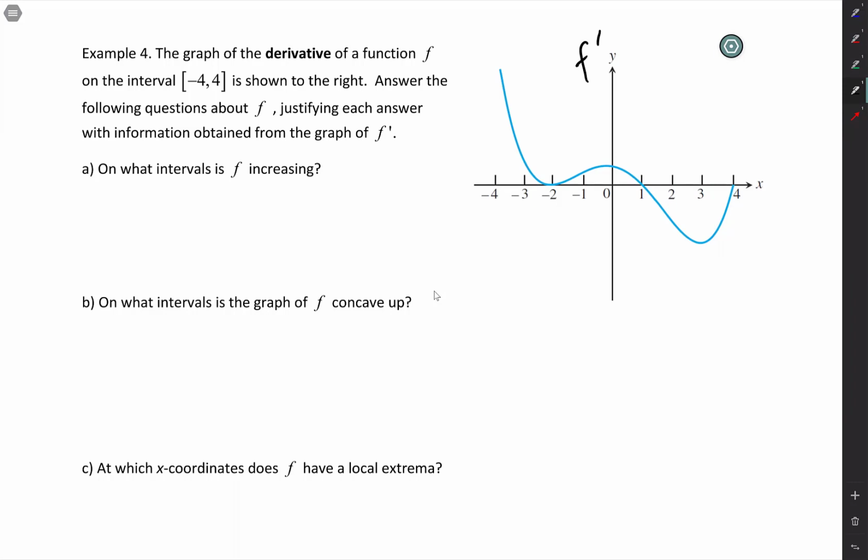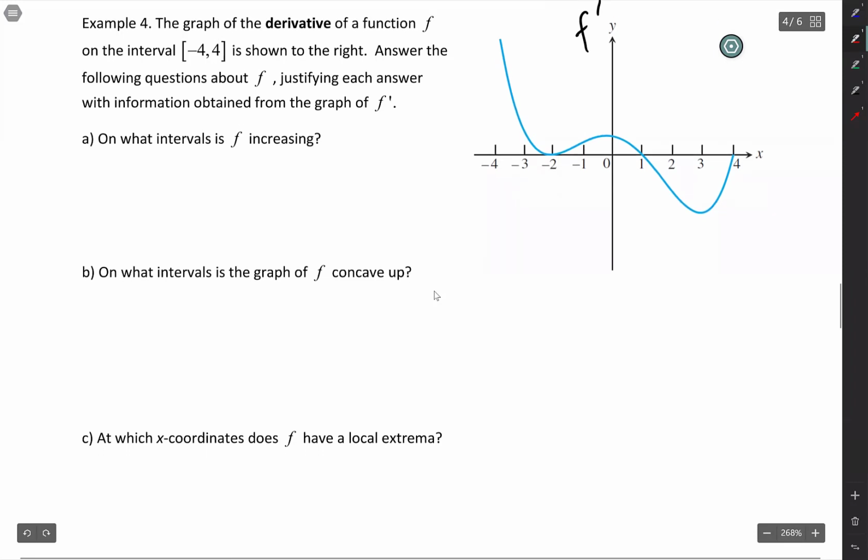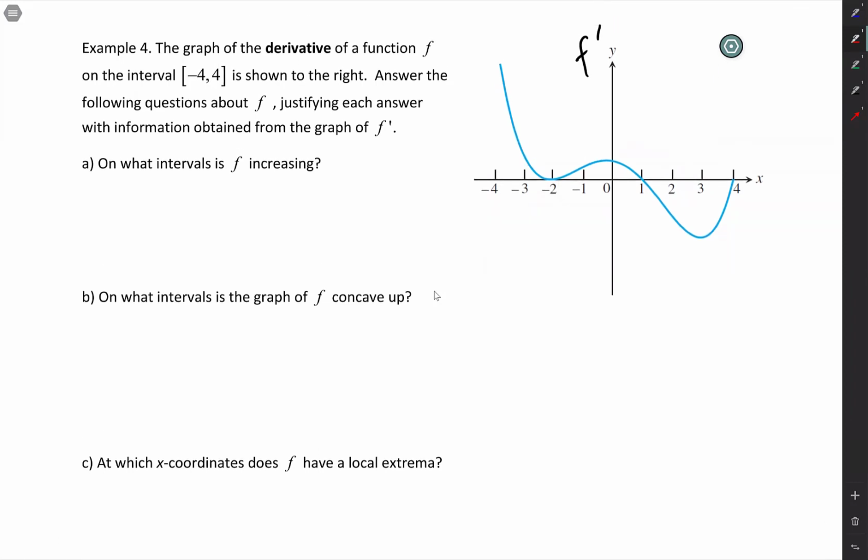Okay, I think we're ready, guys. Let's see if we understand the concept. What intervals is f increasing? Left to right, when you read a graph, where is f going up? From -4 all the way to where? Past 0. From -4 to 1, why? Because what's positive? Perfect.